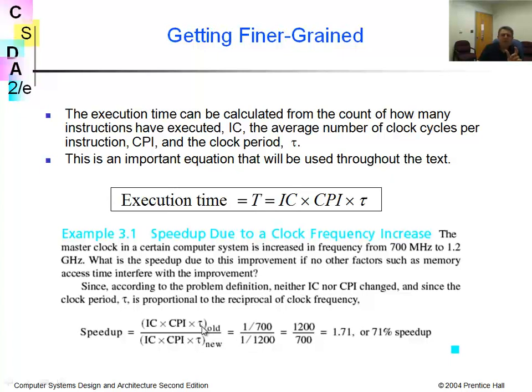So this is the period, right? That would be 1 over 700, because we said that tau, the clock period, is the reciprocal of the clock tick or frequency. So 1 over 700 over 1 over 1200, and this gives me 70.1% speed up.